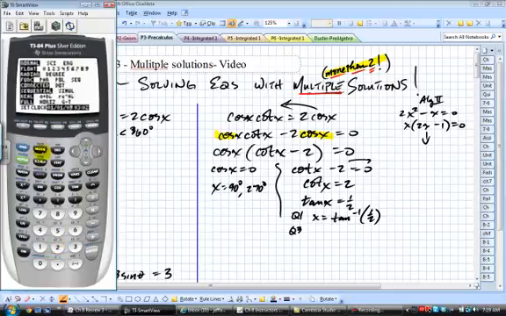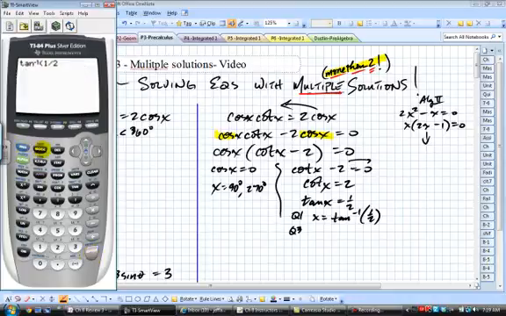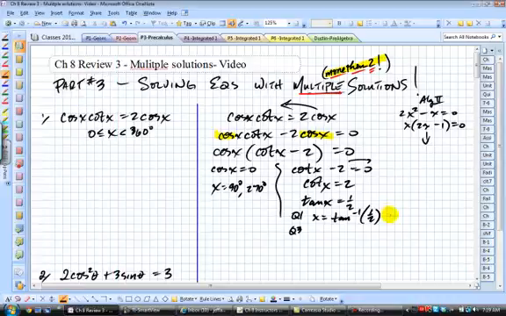I'm going to hit mode here. I see that I'm in radian mode, so I'm going to switch it to degrees because I want my answers in degrees. I could have done it after I figured out the inverse tangent, but I'm going to do it before. I'm going to quit out, hit enter, and I get 26.565. So my first solution is 26.565 degrees.